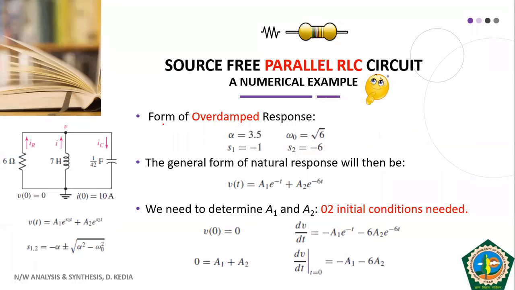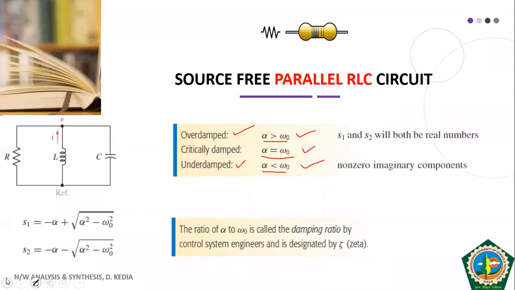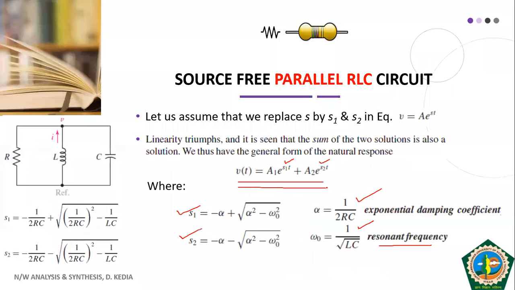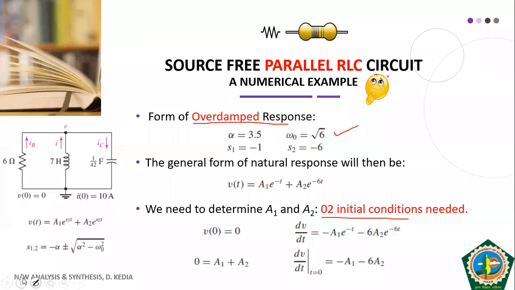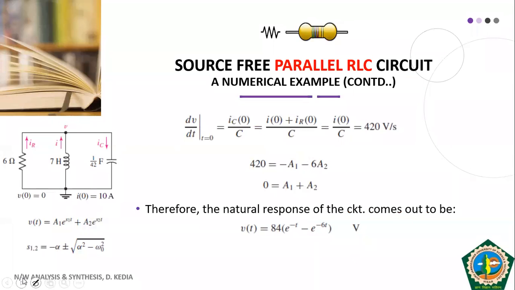Then this was the form of overdamped response. As I told you, in case of overdamped condition, your alpha is greater than omega naught. We had seen one numerical example for that. And if you remember, in case of RL and RC circuit, we took into account only one initial condition, whereas in case of this, we had to consider two initial conditions. And this was the general form of your overdamped case. So this was the numerical example that we had solved in the previous class.